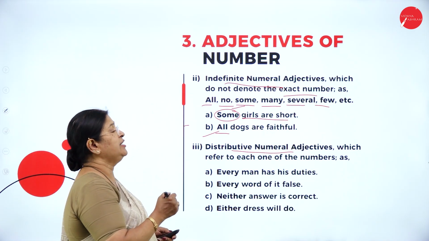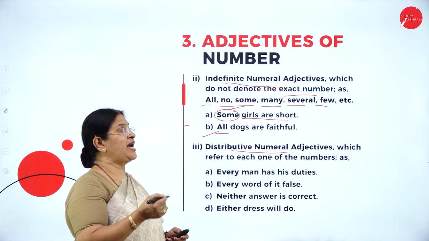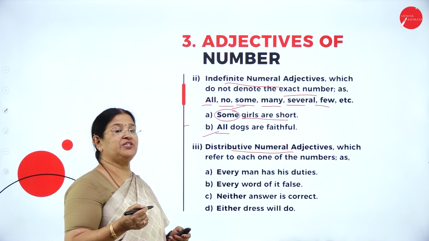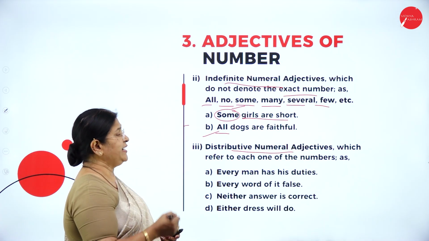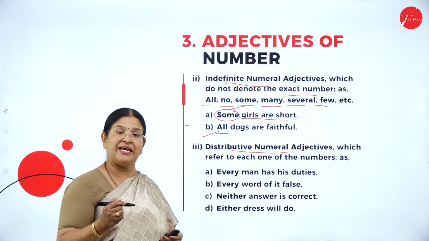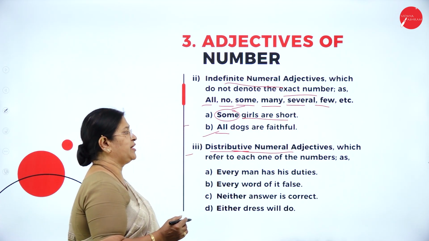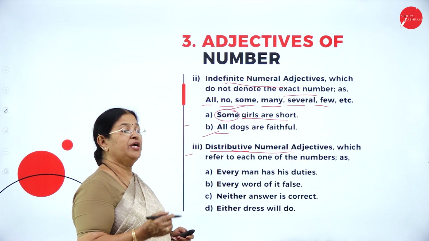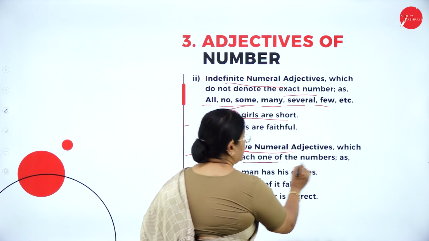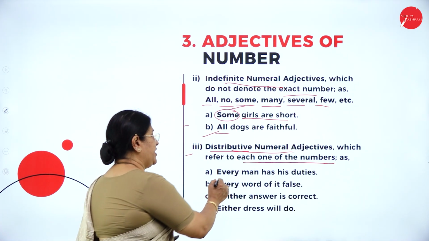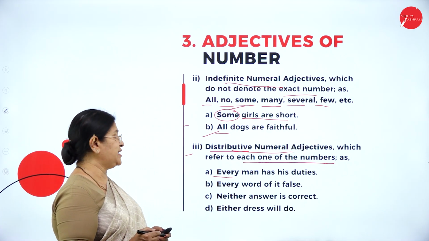Hope I am clear with the definite numeral adjective as well as the indefinite. Definite denotes the exact number. Indefinite does not denote the exact number. Moving on to the third type, the distributive numeral adjective, which refers to each one of the numbers, like: every man has his duty. Every is the distributive numeral adjective.